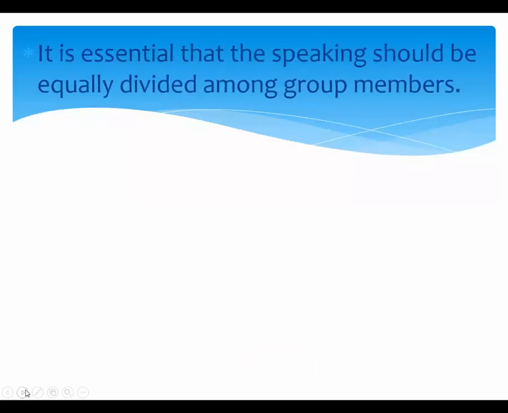So it is essential that speaking should be equally divided among group members. Again, as I've mentioned yesterday as well in the class, all the students should be involved in the activity. This is very, very important, that in any case, all the students should be a part of the speaking activity.